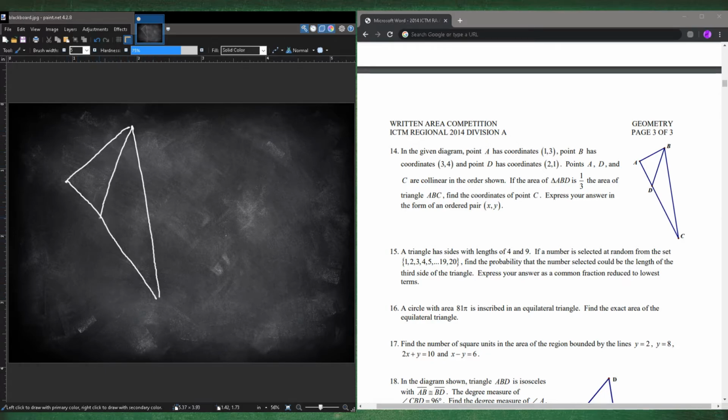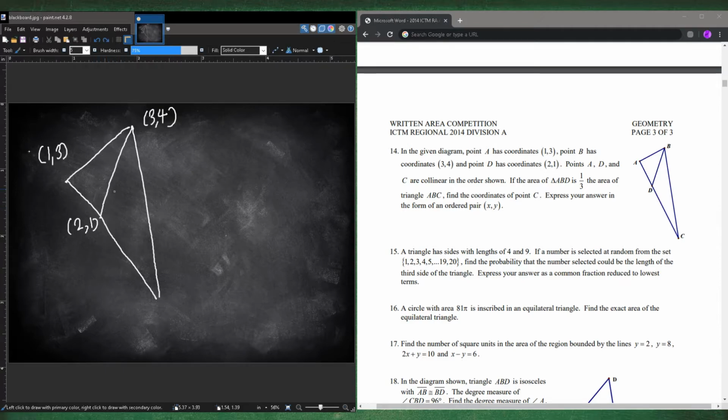Then we have to draw. A is at 1, 3. B is at 3, 4. D is at 2, 1. And they said that the area of this is 1/3 the area of this entire thing.